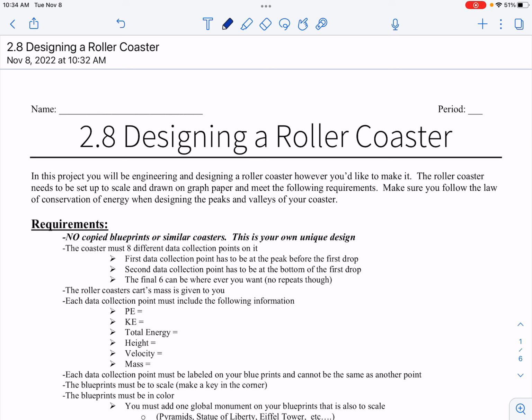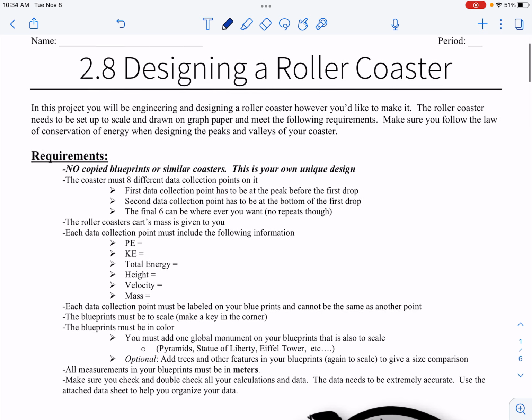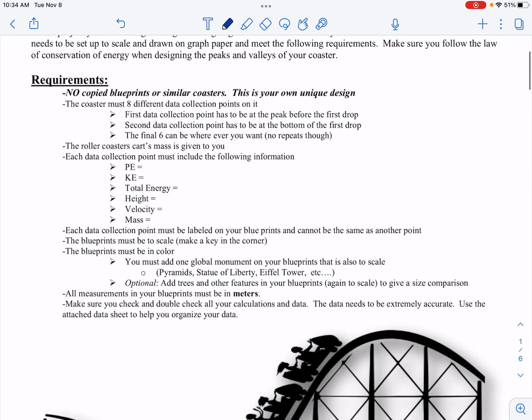So, this is kind of a 2-day activity. The first day is really just understanding the assignment and drawing and designing your roller coaster. And then in our next class, we'll be going through and actually calculating the energy at 8 different points of your coaster.